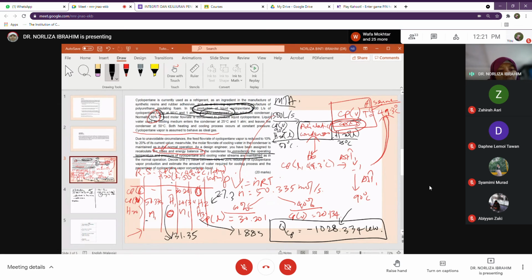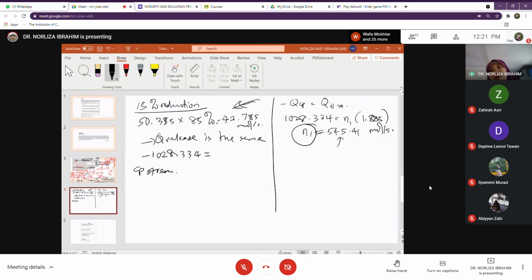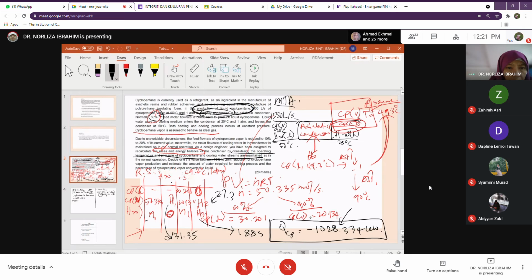Because now your vapor is already reduced, the flow rate of the vapor is already reduced, so the percentage of condense is also different. I think the statement here, if you read it, is quite confusing. That's why I always advise all of you, if you have any uncertainty with the question, please ask the lecturer.